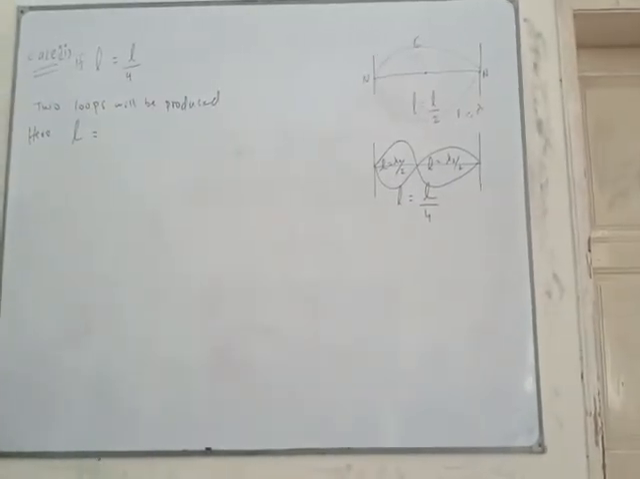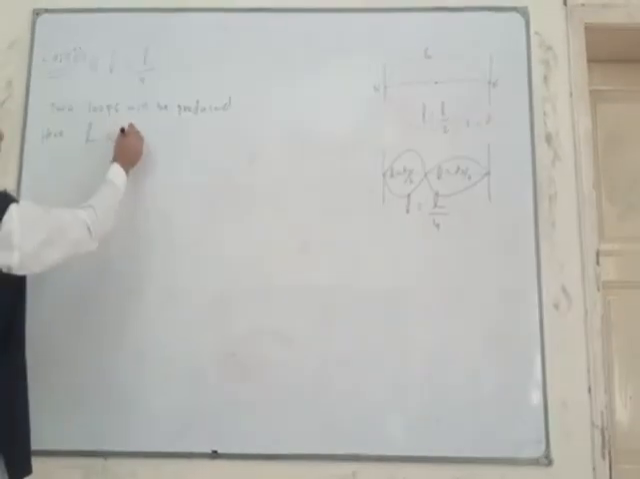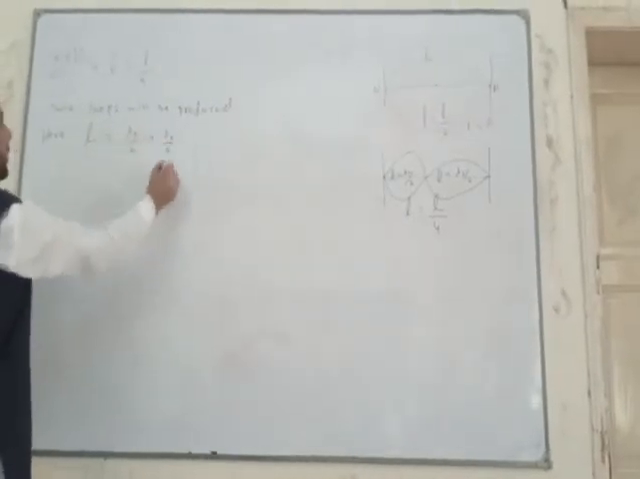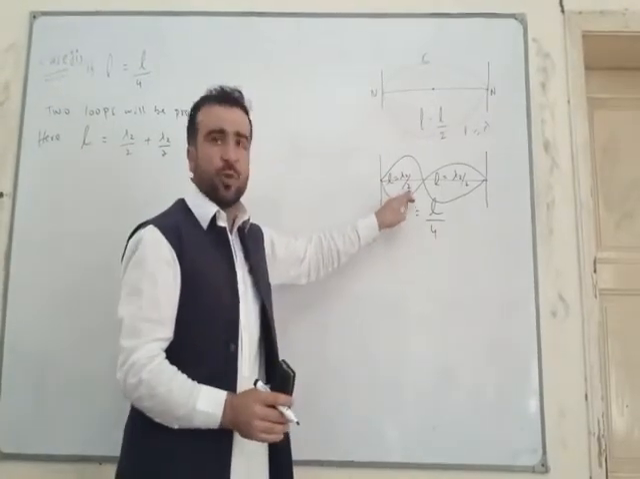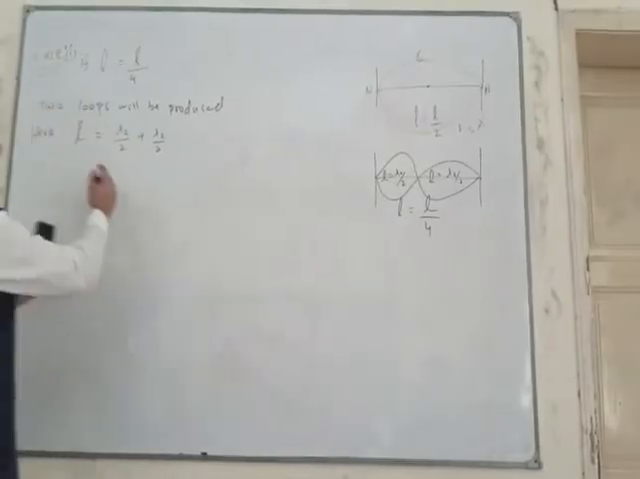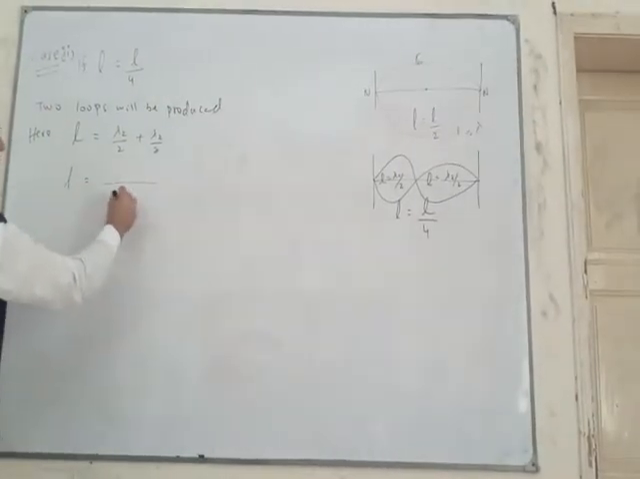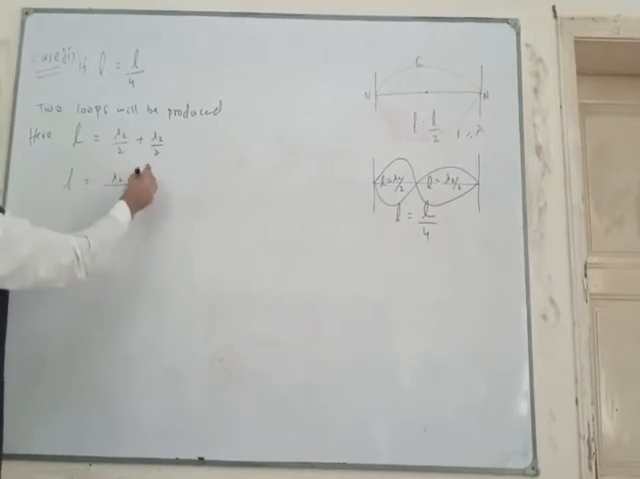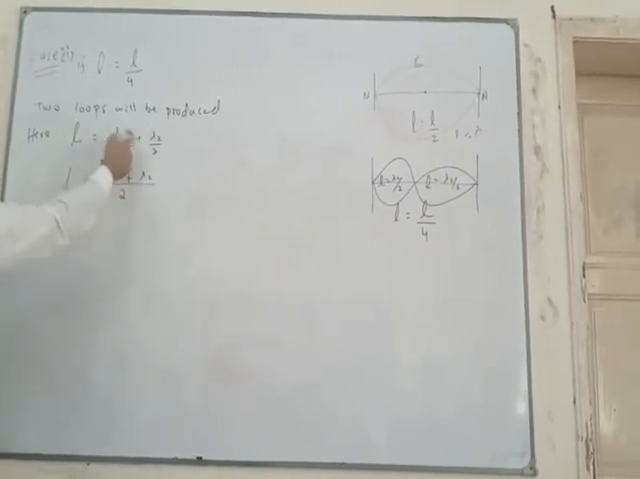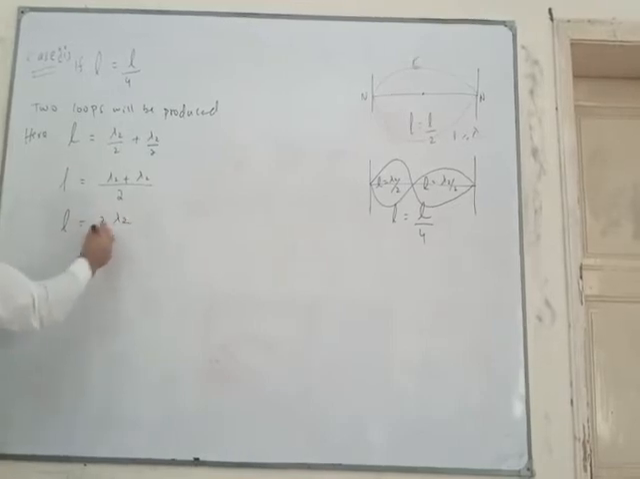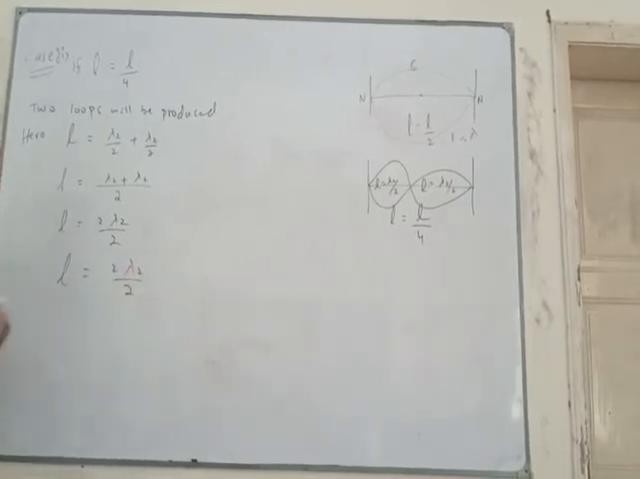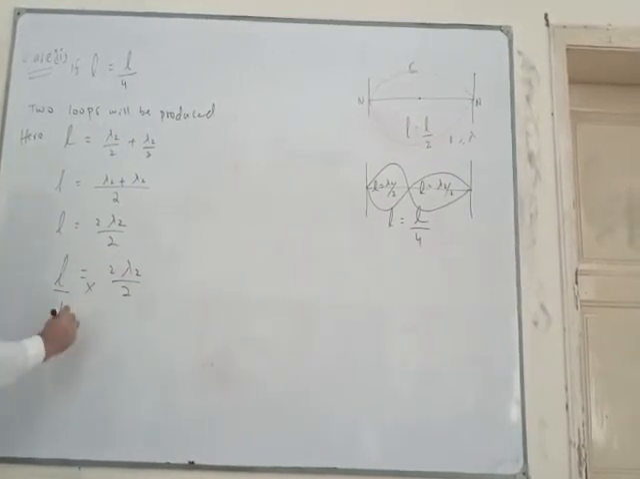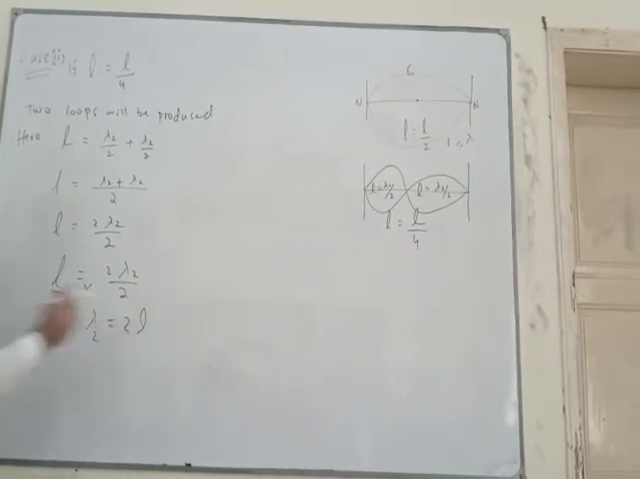Here, the length of the waves will be lambda 2 by 2 plus lambda 2 by 2, because we have 2 loops and the length of a single loop is lambda 2 by 2. Add it. Take 2 as LCM and sum it up. So we get 2 lambda 2 by 2. Now L is equal to 2 lambda 2 by 2. Now cross multiply it. So 2 lambda 2 is equal to 2L.